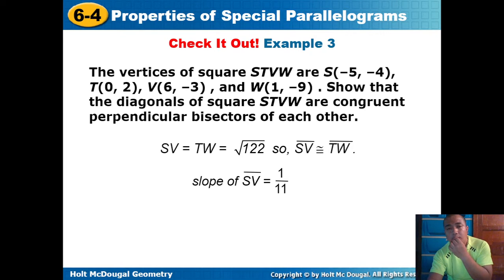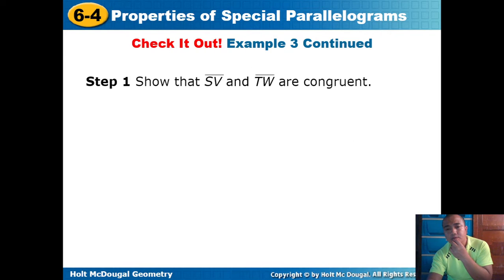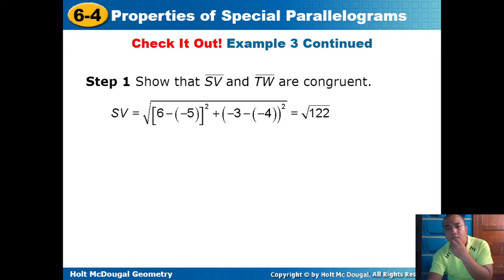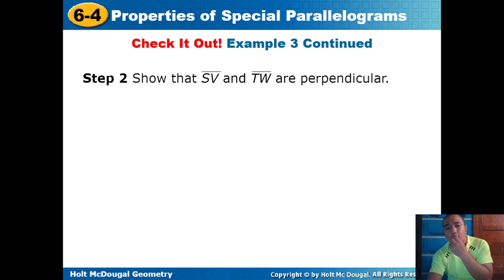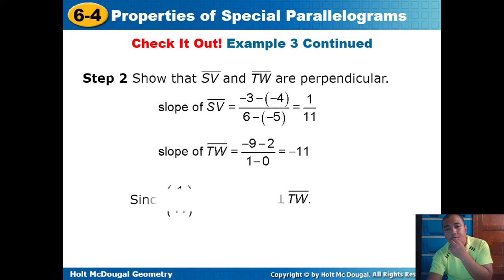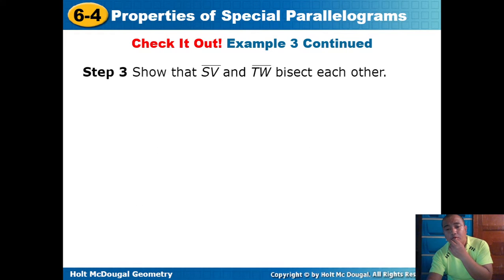Then, to determine if they're perpendicular, just solve their slope. For the slope of segment SV, 1/11. For the slope of segment TW, -11. So the product is -1, therefore they are perpendicular. The diagonals are perpendicular. And to show that they are congruent, distance formula again, square root of 122. To show that they are perpendicular, their slopes have a product of -1.